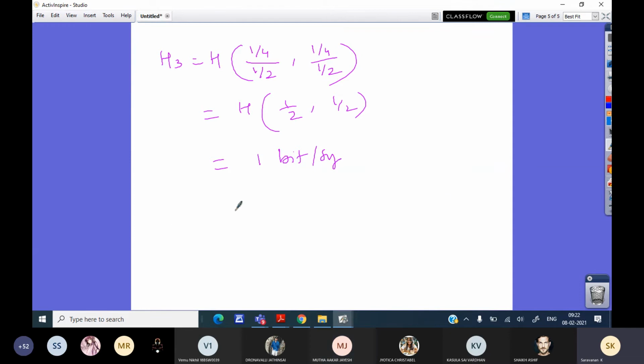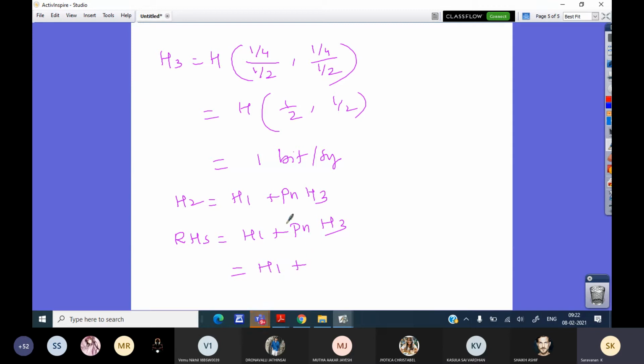Now, I want to prove that H2 should be equal to H1 plus P_E2 times H3. H2 is already computed, no need to do it again. So I am going to find out this value. On the right-hand side, I have H1 plus P_E2 times H3.